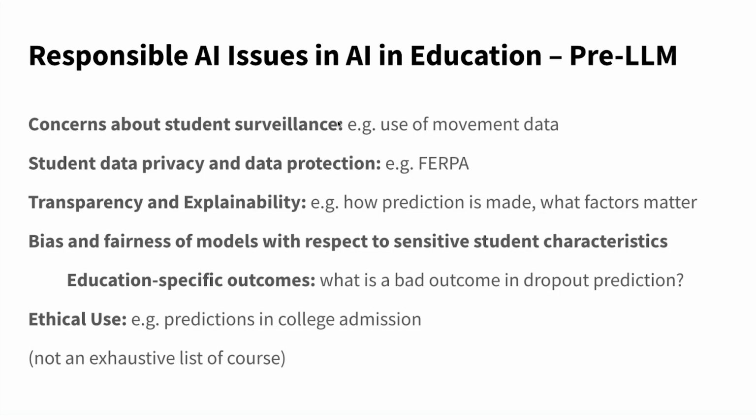And then finally, ethical use. So how you use these predictions can vary a lot. There are some examples of institutions predicting whether a student is likely to be able to pay their student loan and making admission conditional on those predictions, which you might think is unethical behavior.